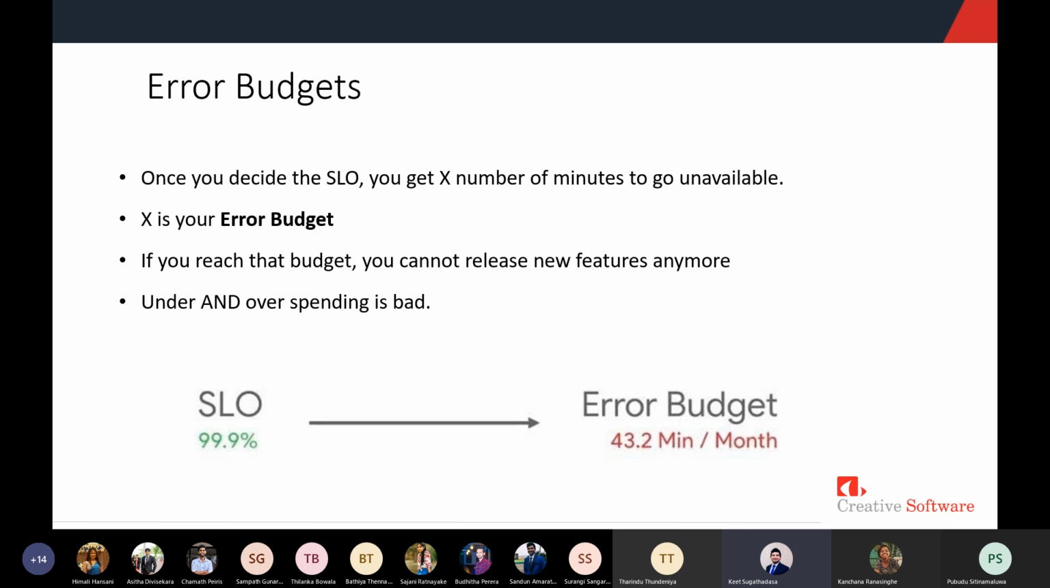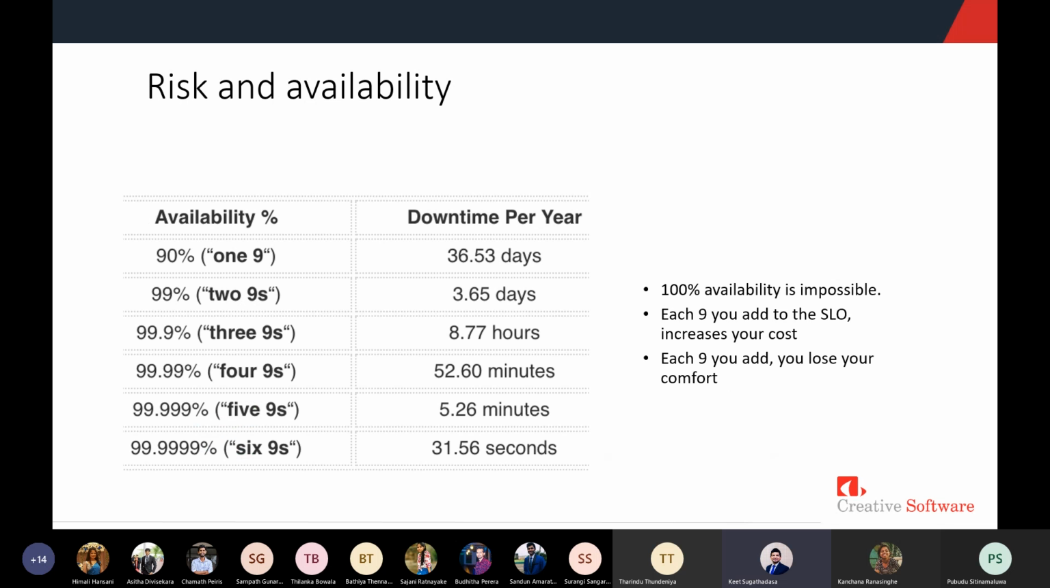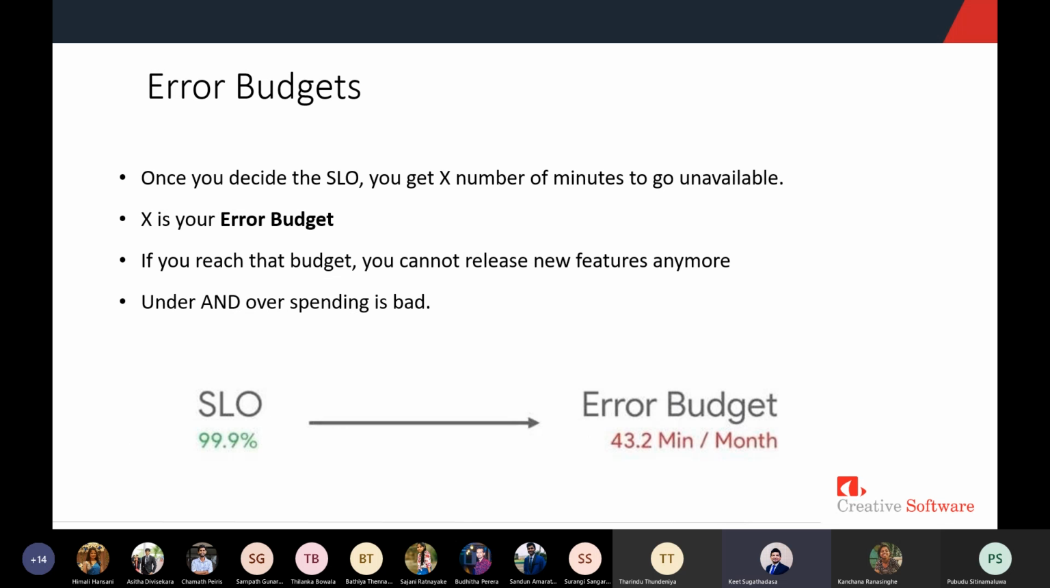And this is where the concept of error budgets come into play. So these error budgets are not about money, it's not something to do with money. This error budget describes, for example, on the top sentence, it says once you decide the SLO, that means 99.9% of the time, you get X number of minutes to go unavailable. So based on the previous table that I showed you, if you define an availability of 99.9%, you have 8.77 hours to go down. So that number of minutes that you can go down is defined as the error budget.